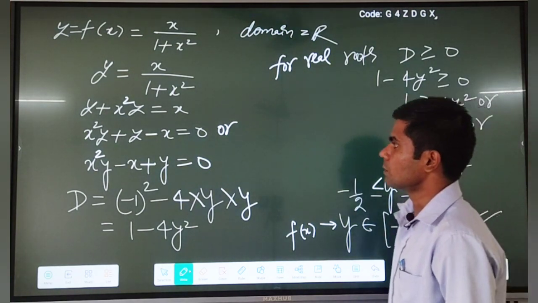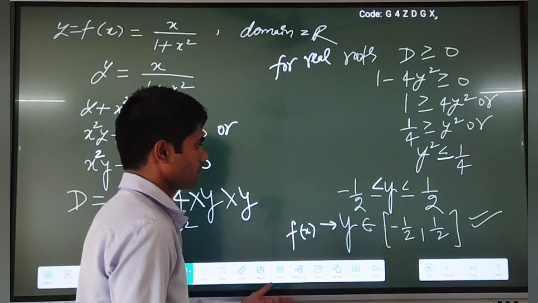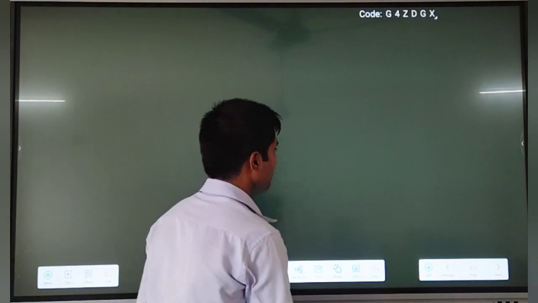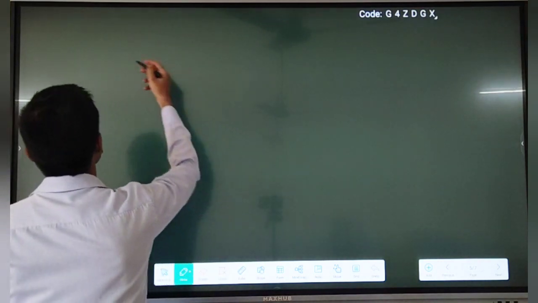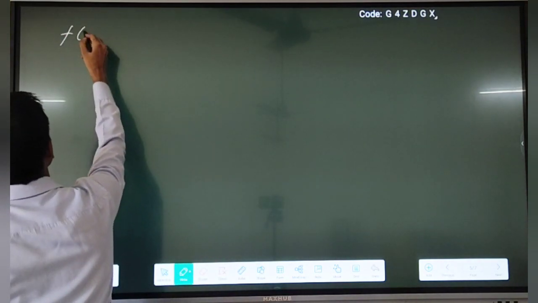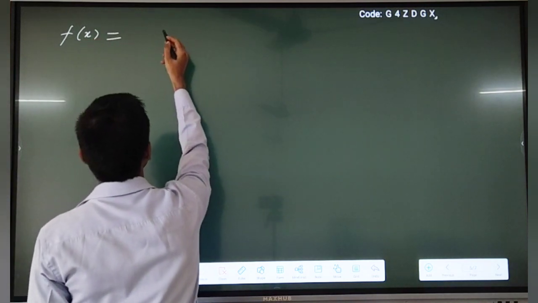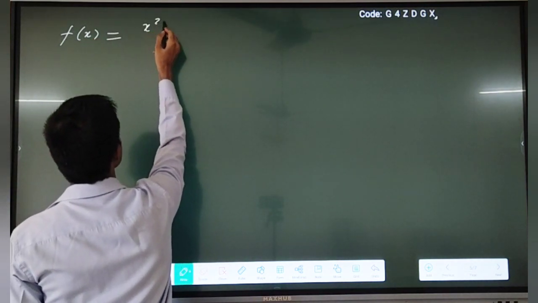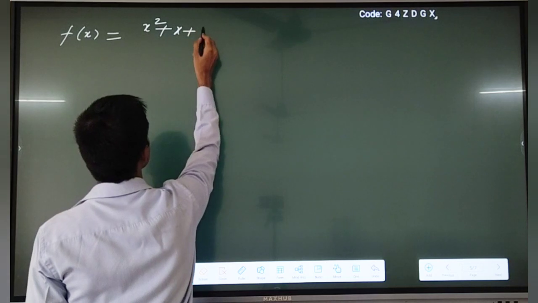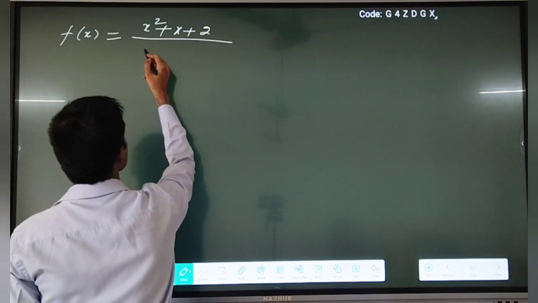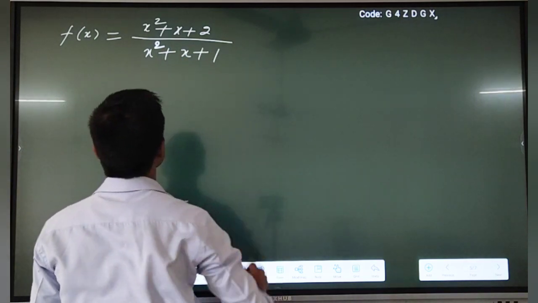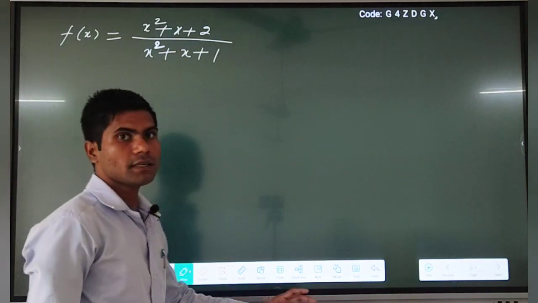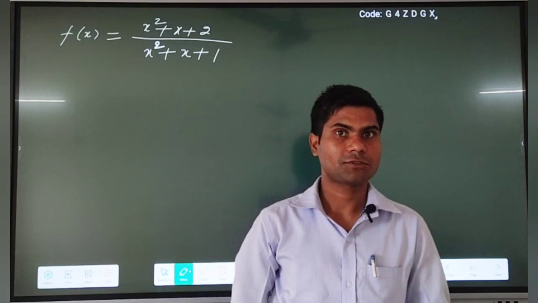Okay, so similarly we can solve other questions. Like the next question, it is in quadratic form. Another question also we can take in quadratic form. Suppose f(x) is equal to (x square plus x plus 2) divided by (x square plus x plus 1). In numerator and denominator we have quadratic expressions.